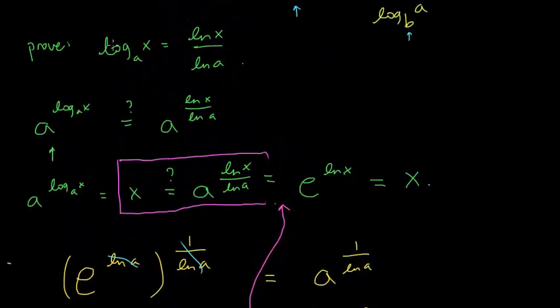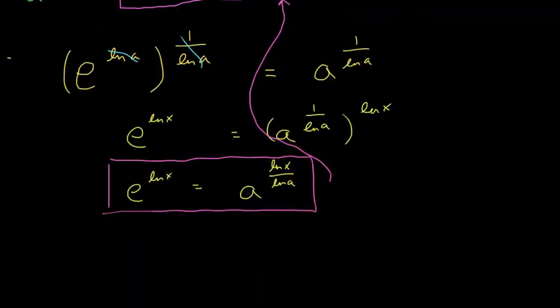We wanted to prove that log base a of x is equal to the natural log of x divided by the natural log of a. And to do that, we proved that raising a to the left side is equal to raising a to the right side through this process right here. Okay, that was our last property that I've proven.